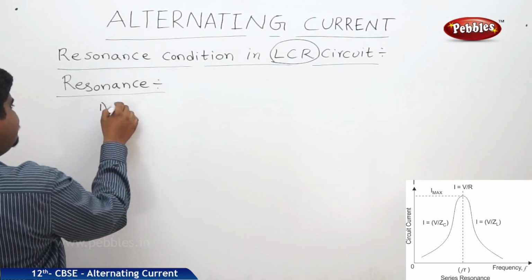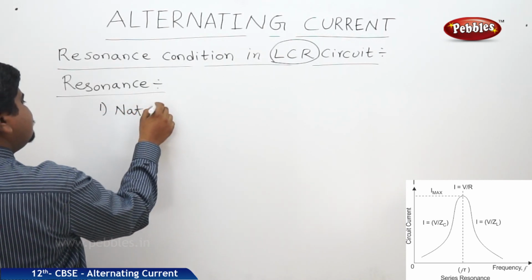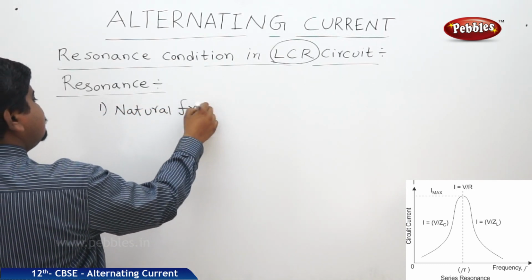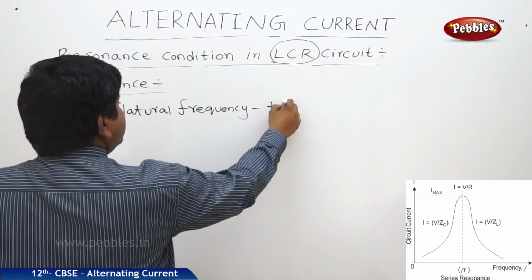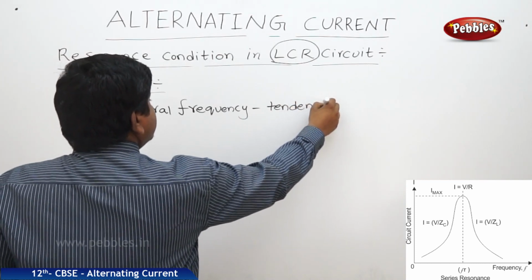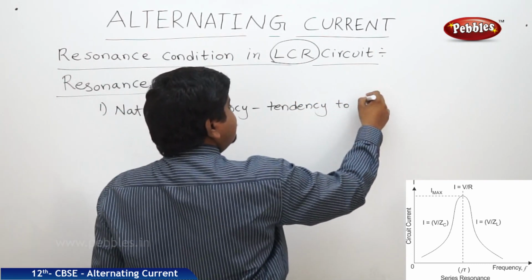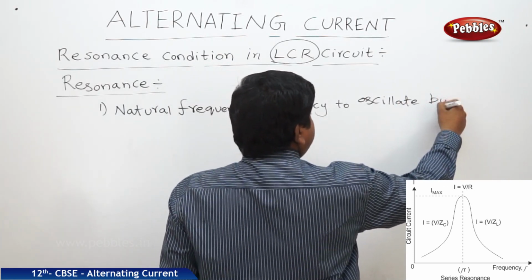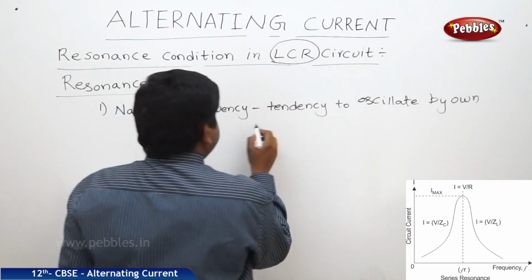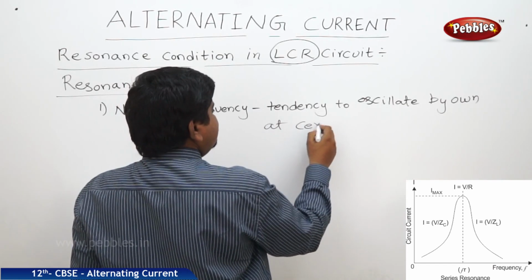First condition, natural frequency: tendency to oscillate by its own at certain frequencies.